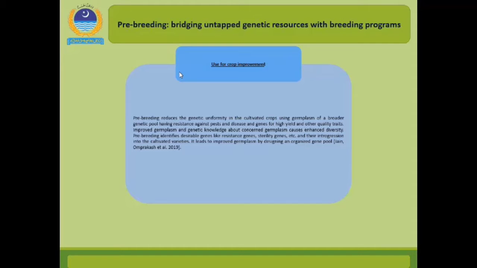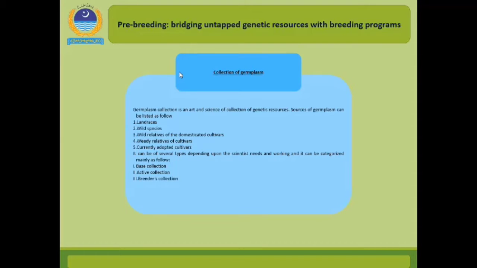Pre-breeding is used for the improvement of our crops and cultivars, in the sense that it can broaden genetic diversity, and it introduces new genes as well as alleles into the population. The first step is the collection of germplasm, which is collected from different sources like landraces, wild species, wild relatives, and current cultivars. There are many classes of germplasm, which are base collection, active collection, and breeders collection. Breeders collection is also known as working collection.